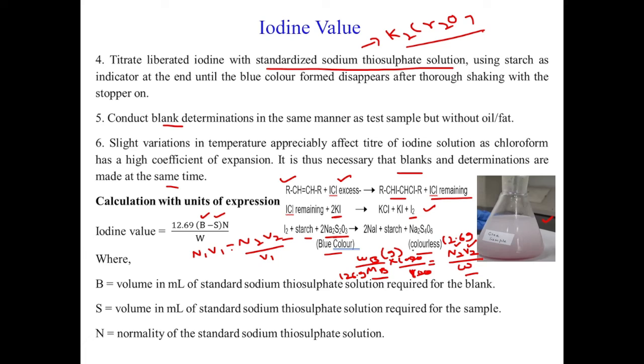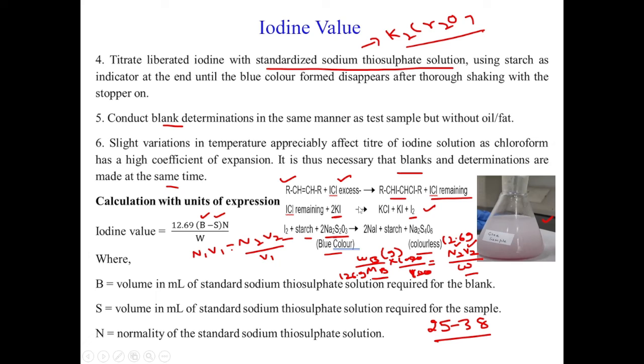Okay. And we know that the iodine value for a ghee sample given by the PFA standard ranges from 25 to 38. So if you get a higher or lower value for a ghee sample, this means that the sample has been adulterated. So this is all the theory about it.